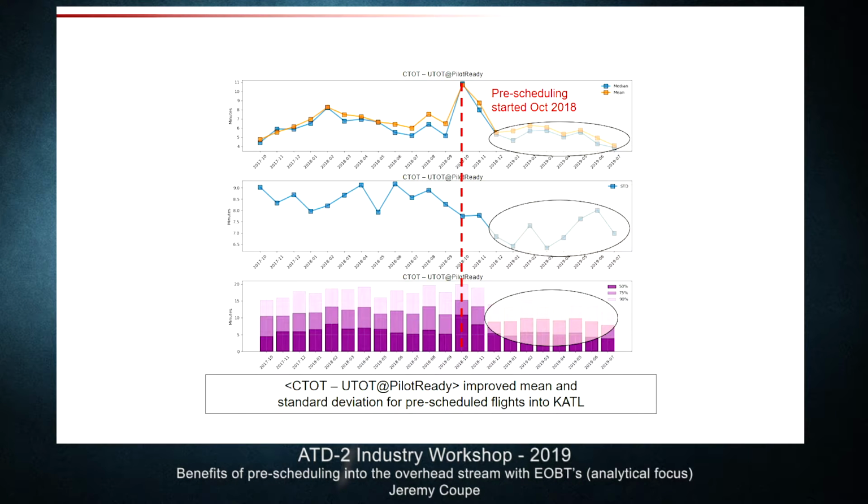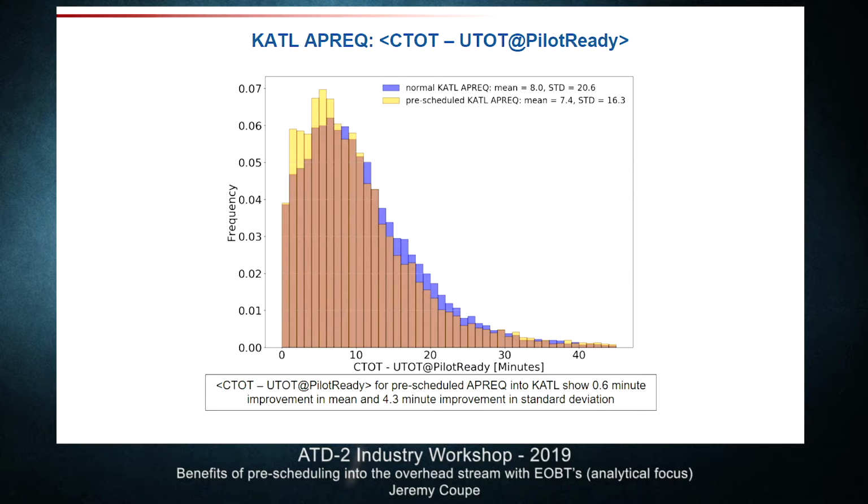So if I were to take all my data to the left of this red line and call this the non-pre-scheduled flights, then take all the data that's circled here since December to the right and call that my pre-scheduled flights, and I take this metric, controlled takeoff time minus unimpeded takeoff time, and put it into a histogram, here is what you see, where the orange is the pre-scheduled flights and the blue is the normal APREQ flights.